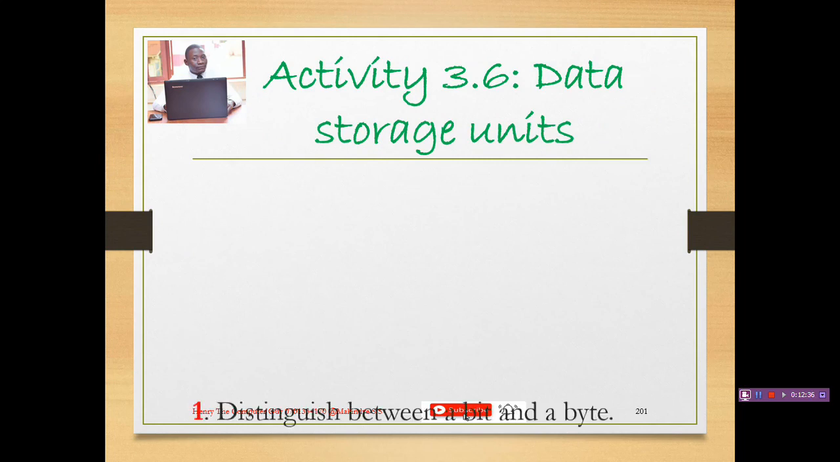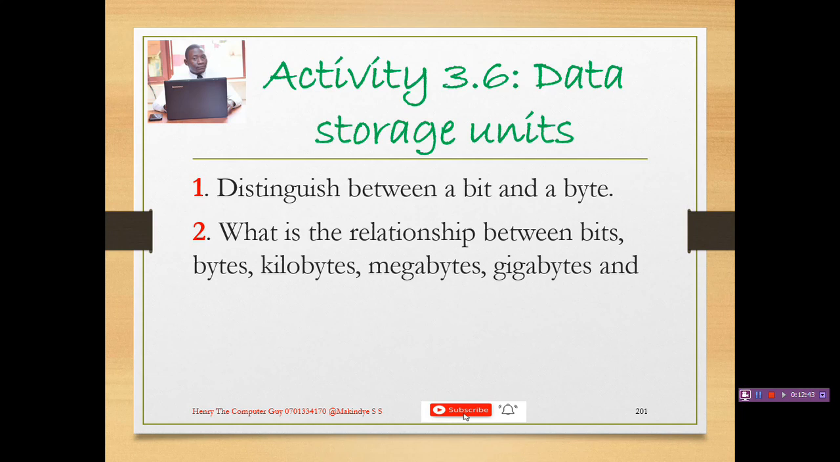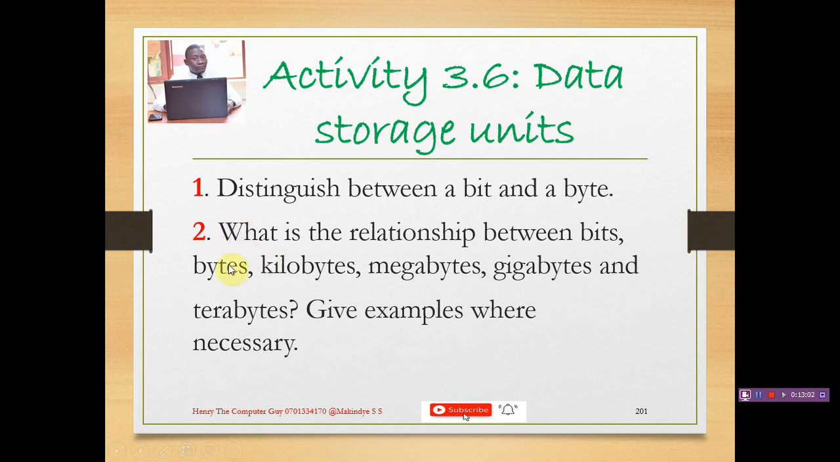They are telling us to distinguish between a bit and a byte. I think that is now easy to answer. Question 2: what is the relationship between bits, bytes, kilobytes, megabytes, gigabytes, and terabytes? Give examples where necessary. Of course, we begin with the smallest, the bits. Then we combine 8 bits to form what we call bytes. Then we combine bytes to form kilobytes, like that. You can go through the videos and answer this. It is very simple.